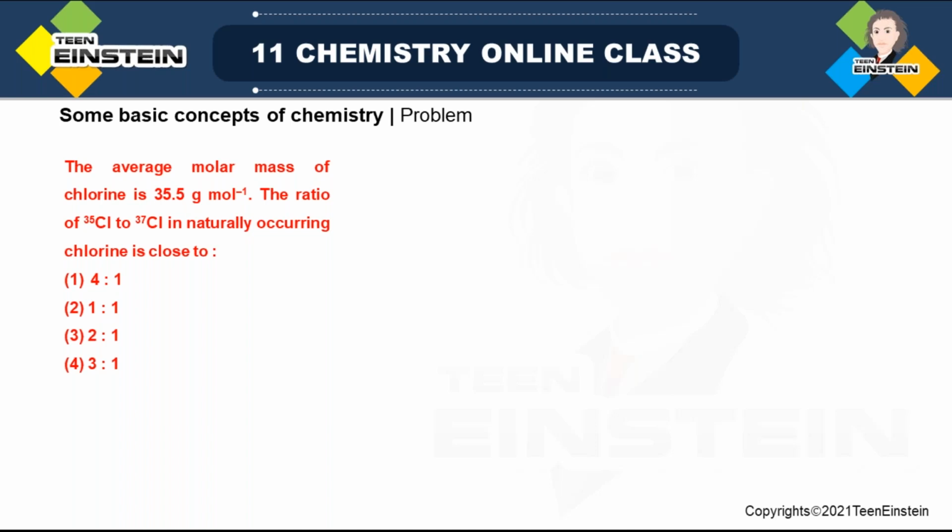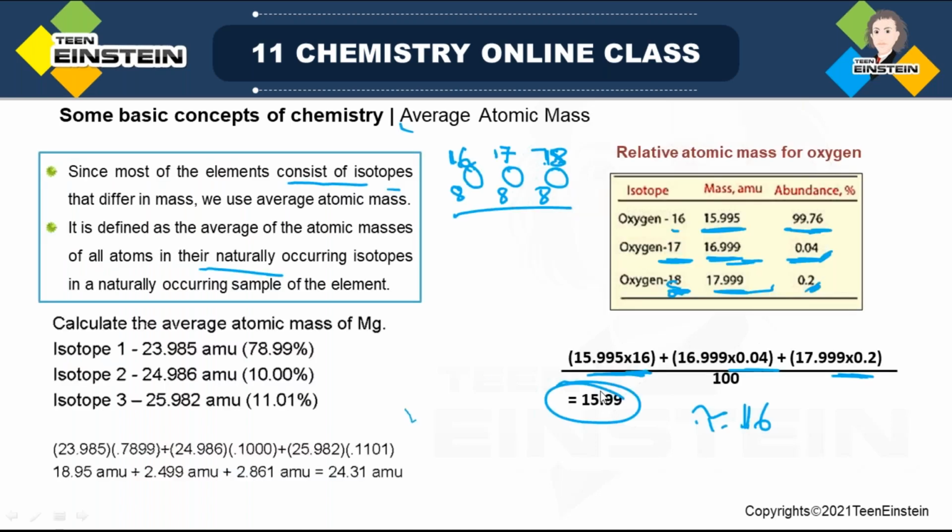Average molar mass of chlorine, that is given: 35.5 gram per mole. Remember, in the previous calculation, we calculated average atomic mass, but in this case, the molar mass is already given. Though the units are different. In the previous case, you have seen the unit, it is in AMU, right? Just see here, it is in AMU.